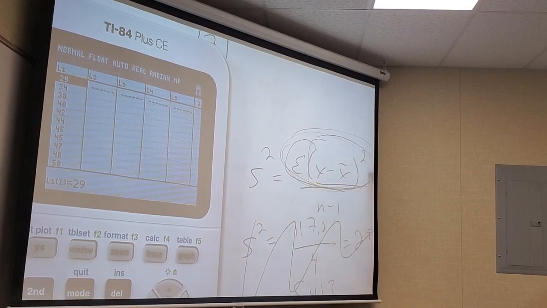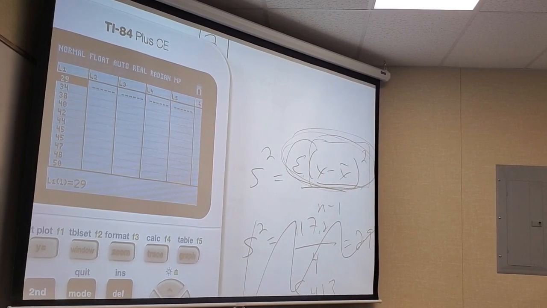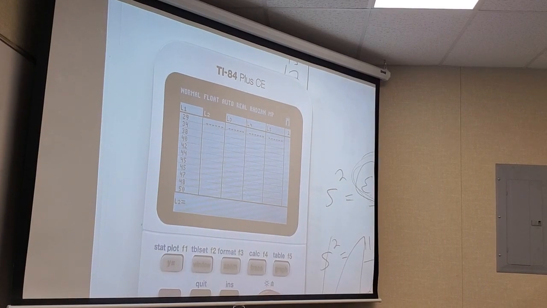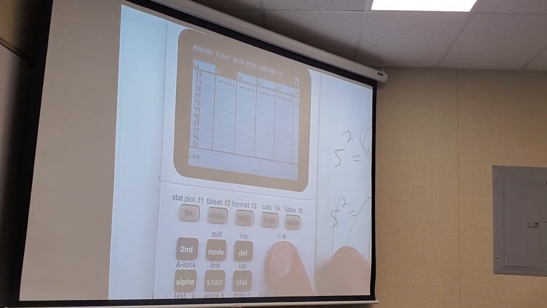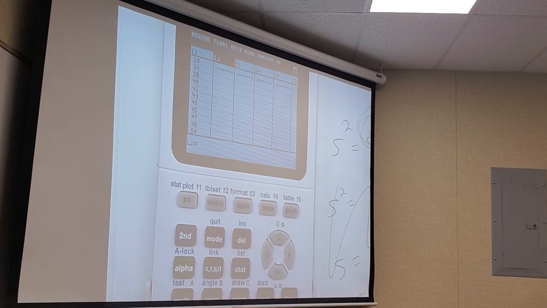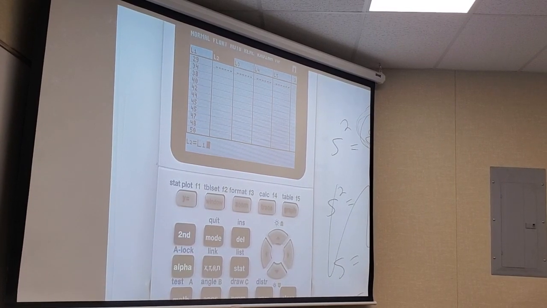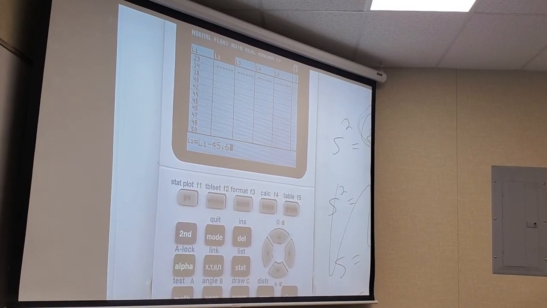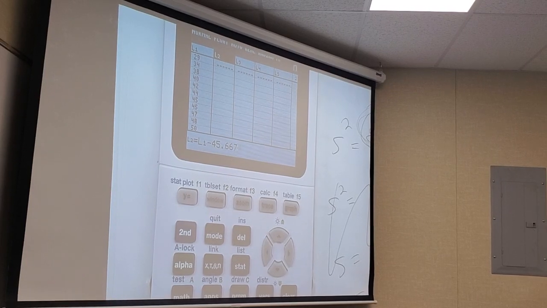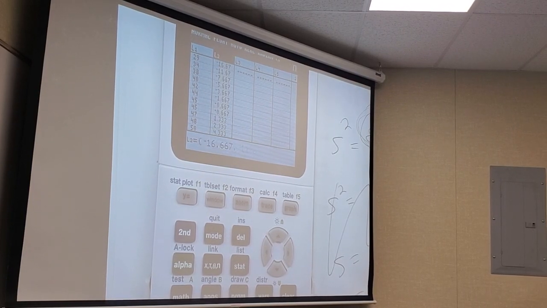Yes, so I want all the x's. So go to L2. I want to take all the x's, where are the x's? L1. And I want to subtract from them the mean. Kabam!